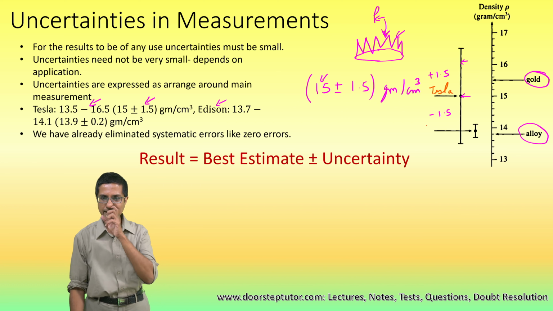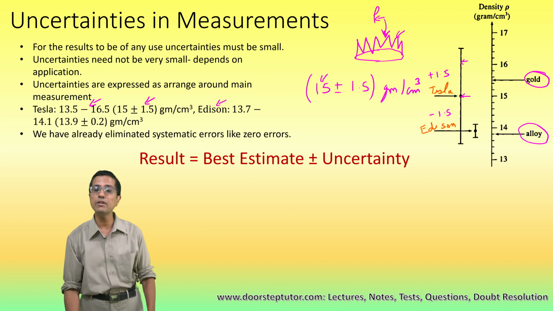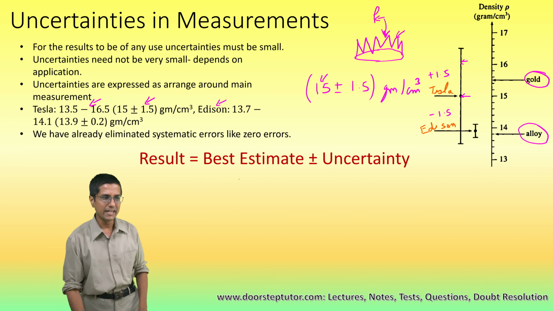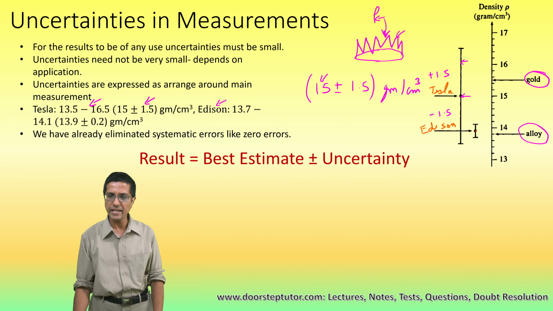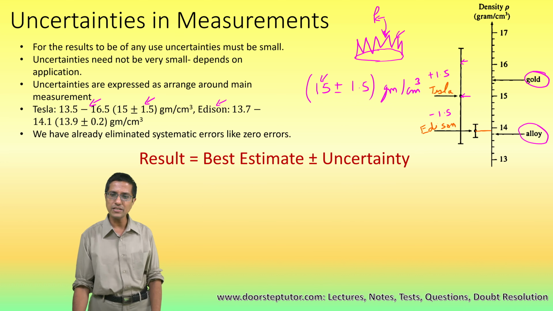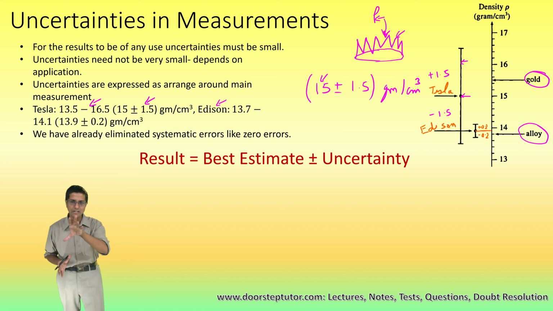Now we come to Edison's measurement. So what is Edison saying? Edison also performed the experiment, and of course his range of possible values for the density of the crown comes out to be much tighter. He says that it is around 13.9 and it can go plus or minus 0.2. So it can be either plus 0.2 or minus 0.2. So it can be in a range of 13.7 to 14.1, and that is the fact that we have expressed there.